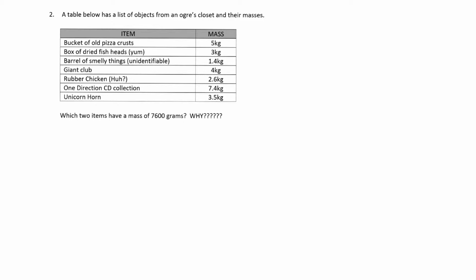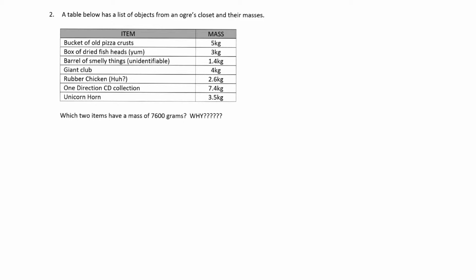It says, a table below has a list of objects from an ogre's closet and their masses. I've always wondered what's in an ogre's closet. Well, let's see. A bucket of old pizza crust. Box of dried fish heads. Yum. Barrel of smelly things. Unidentifiable. Giant club. A rubber chicken. That doesn't make sense. One Direction CD collection. Totally makes sense. Unicorn horn. Excellent. So these are all the things that are in the ogre's closet.